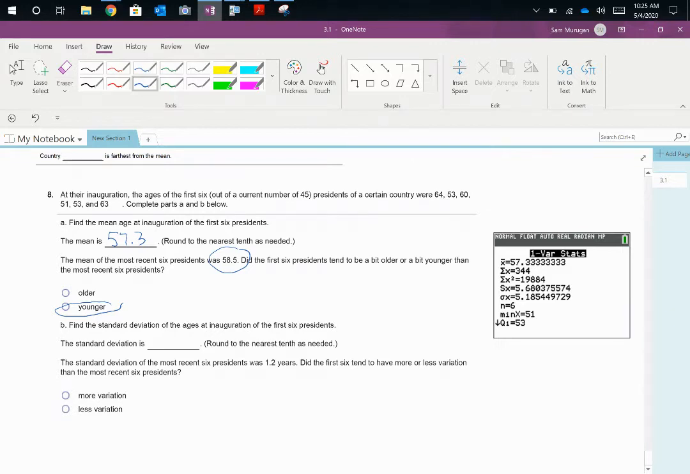Standard deviation came from our numbers right there. And they want it rounded to the nearest tenth, so 5.7. The standard deviation of the most recent 6 presidents was 1.2. So if we compare these two standard deviations, we see that the first 6 presidents tended to have more variation. Their variation was a larger number, their standard deviation was a larger number.